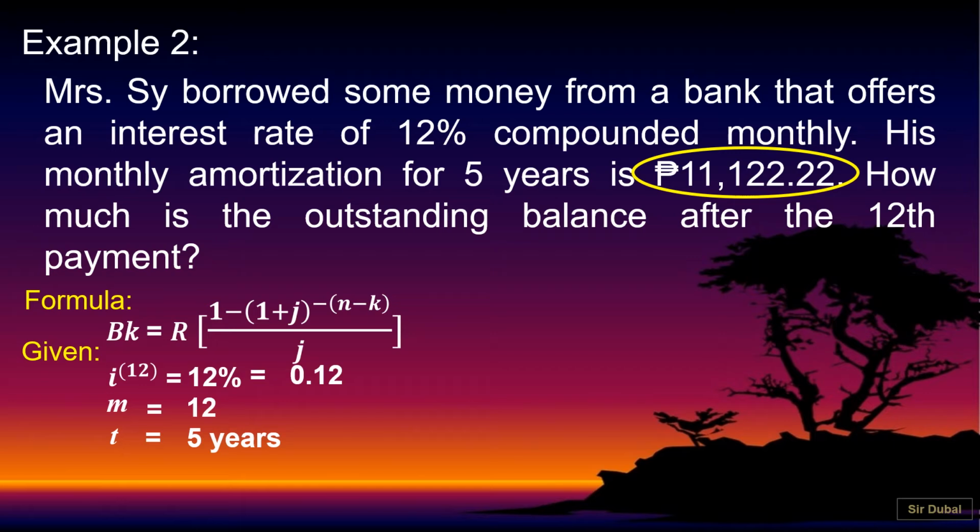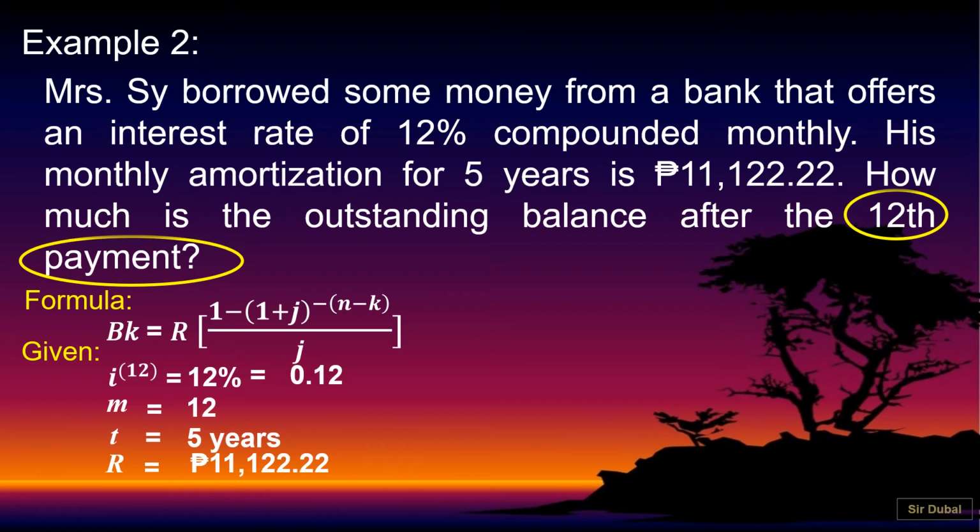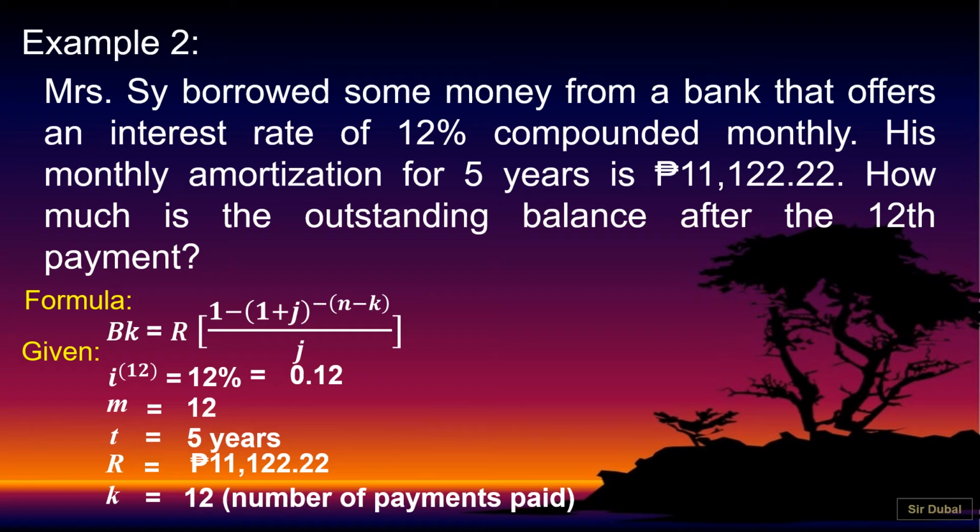Then we also have 11,122 pesos and 22 cents as our regular payment, and the symbol for that is capital R. Next, we also have the 12th payment, and in symbol, that is letter k, which is the number of payments paid. Those are the given that we are going to use in solving our problem later on, and we are going to substitute them in our formula.